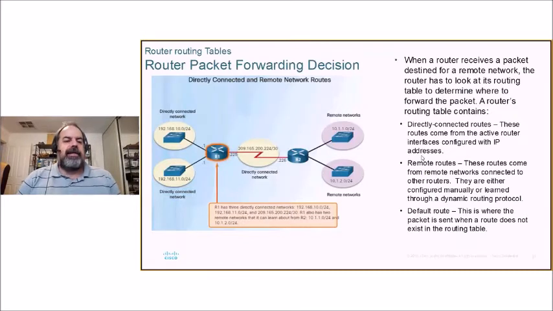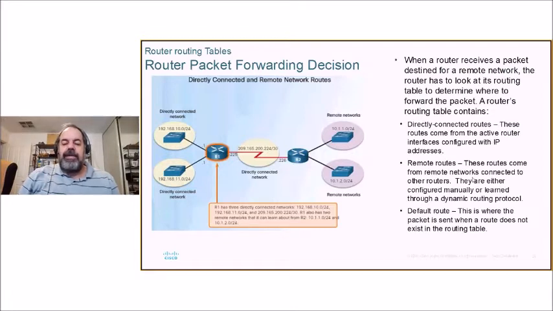So, router packet forwarding decisions. When a router receives a packet destined for a remote network, the router has to look at its routing table to determine where to forward the packet. A router's routing table contains directly connected routes. These routes come from the active router interfaces configured. So if we're looking at this highlighted router here, we have 3 directly connected networks: the 2 Ethernet networks here and this serial link to the next router.